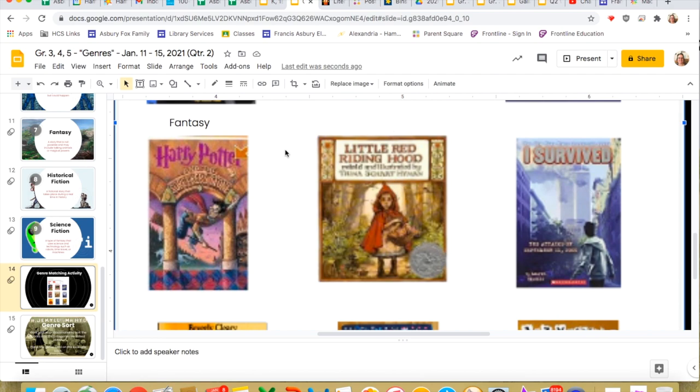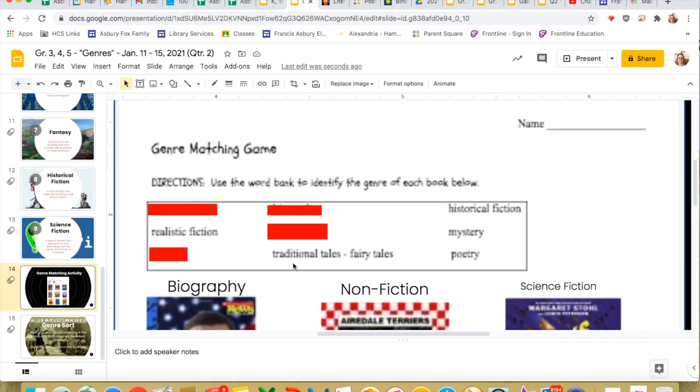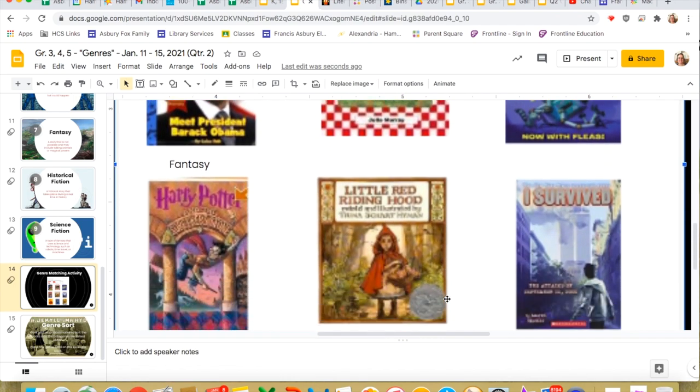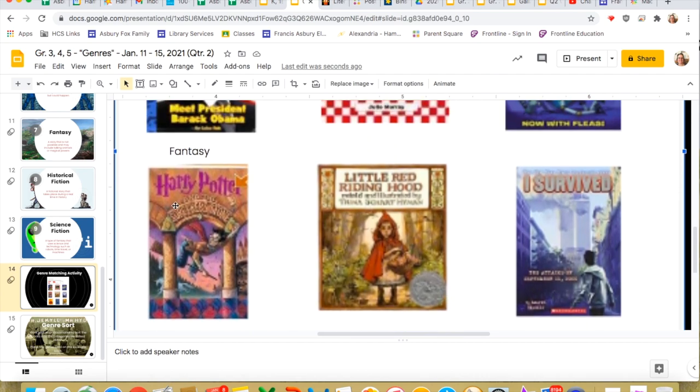All right, Little Red Riding Hood. Well, this one should be pretty easy. This is a story that's told from generation to generation, just like Cinderella and Snow White, Beauty and the Beast, Sleeping Beauty. So we can go up here and look at our choices that are left. Well, we know it's not realistic fiction because it can't happen in real life. We know it's not historical. It didn't happen back in history. It's not a mystery and it's not poetry, but it is a fairy tale. And it's a story that's told over and over again from one generation to another.